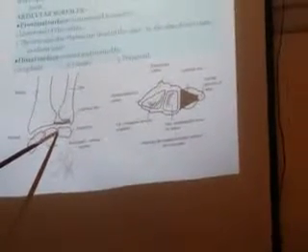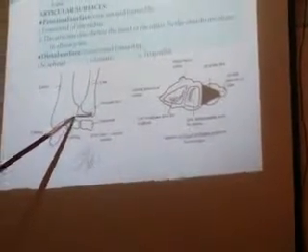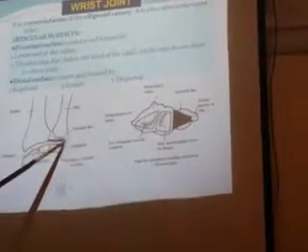So what is the proximal bone which is taking part in the wrist joint? It is only the radius. There are some ligaments, or you can say a disc, which separates the ulna from the wrist joint. This is called the articular disc.